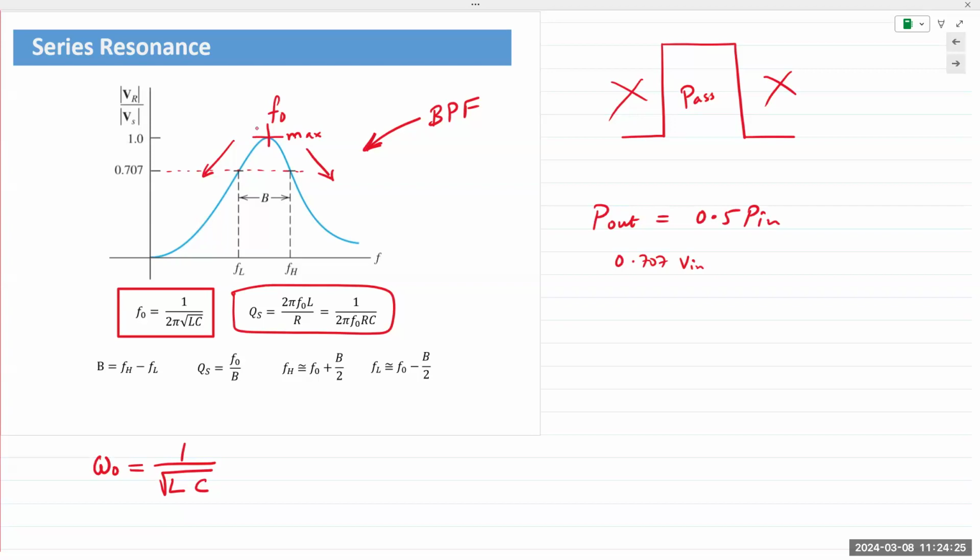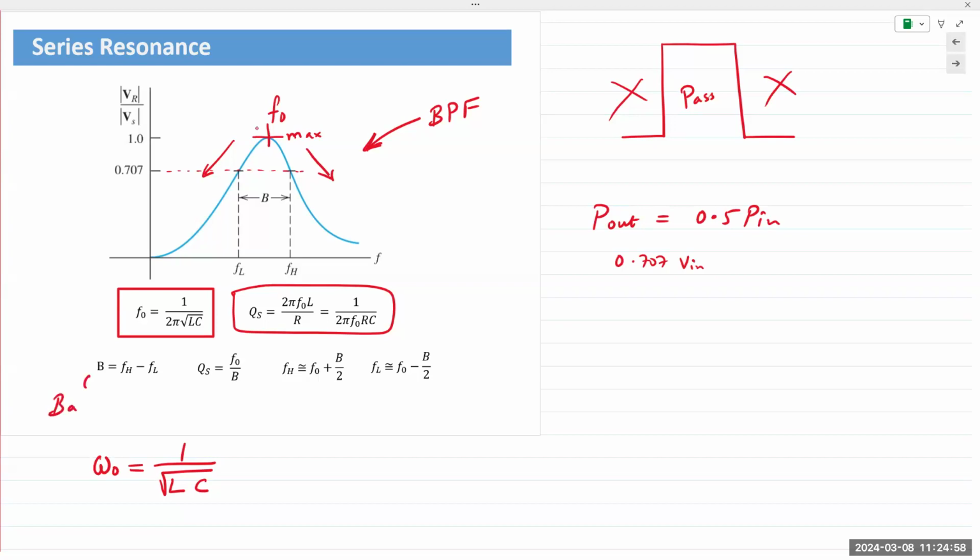In terms of the bandwidth and the resonant frequency, if we want a circuit to work as a band pass filter, we want it to only pass a certain band of frequencies, right? We do not want a wide band. We always want a narrow band of frequencies. So in terms of the frequencies, we can describe the quality as the ratio of the resonant frequency to the bandwidth. The bandwidth is simply the difference of the two cutoff frequencies. It's how wide the band is.